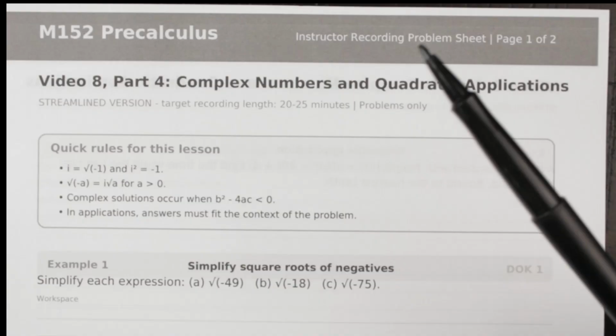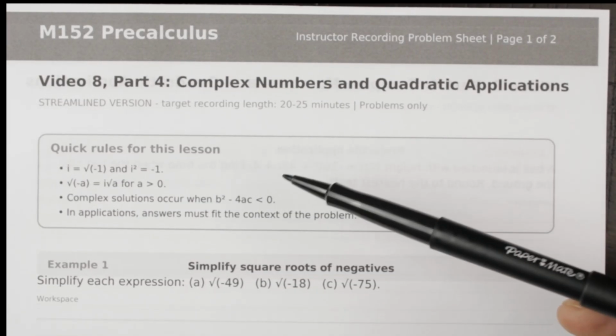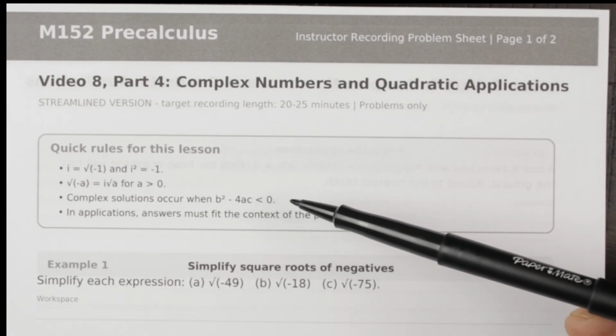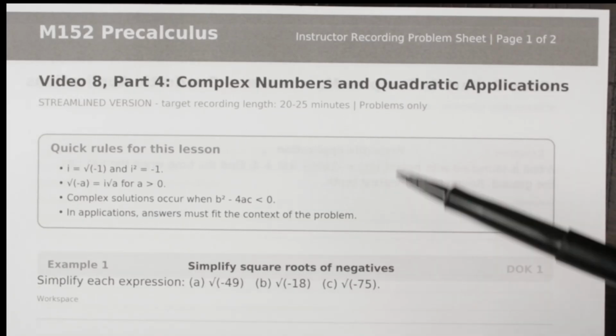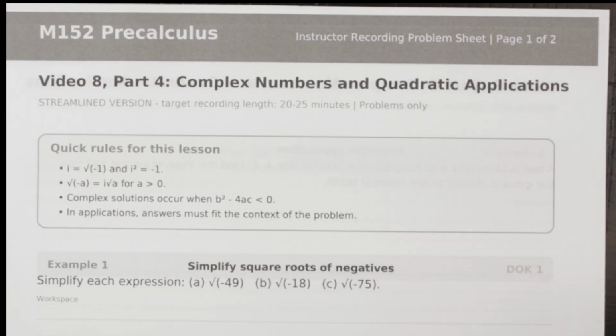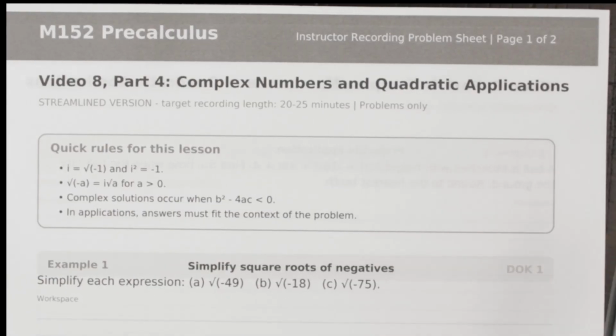Then we have complex solutions occur when the discriminant is less than 0. We talked about that briefly in the last lesson. In applications, answers must fit the context of the problem. Okay, so very, very important. So let's look at example number one.